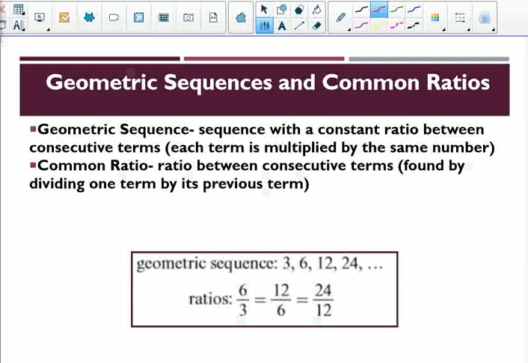So how do you find the common ratio? You find it by taking a term and dividing it by its previous term. So if I have in this example here 3, 6, 12, and 24, to find the common ratio, you take the second term and you divide it by the first one. So 6 divided by 3 is 2, and you go to the next two. 12 divided by 6 is 2, and the next two, 24 divided by 12 is also 2. So they should all have the same common ratio for it to be a geometric sequence.